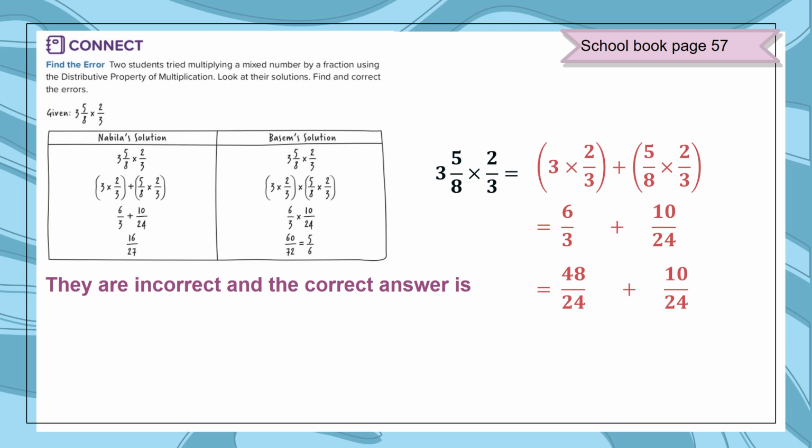Then add the numerators together. So it will be 58 over 24. And 58 over 24 is an improper fraction, so I need to simplify it. So it will be 2 whole and 10 over 24. We have 10 remainder. So it will be 2 and 10 over 24.